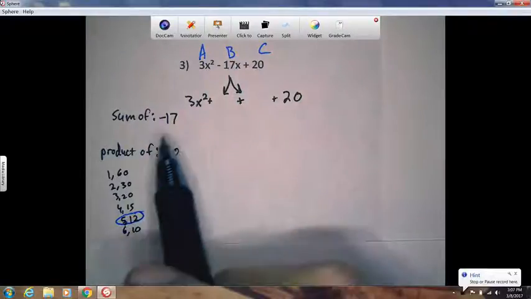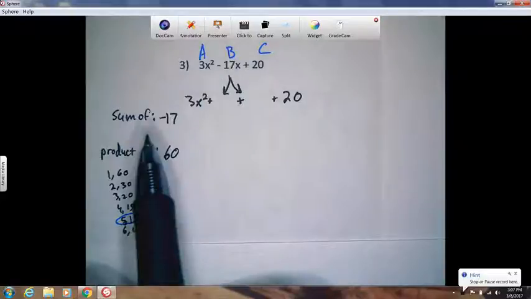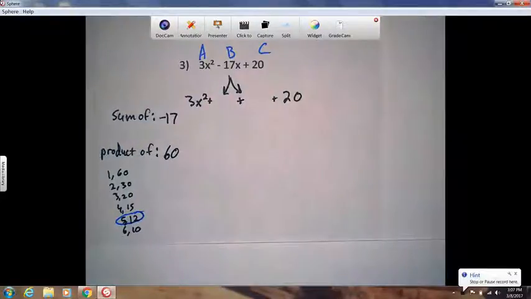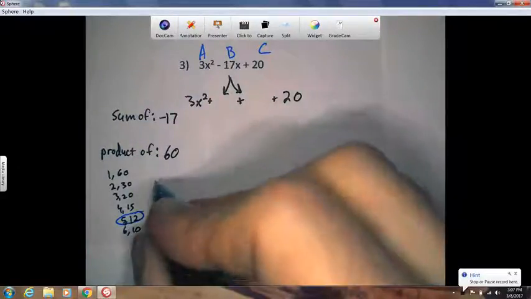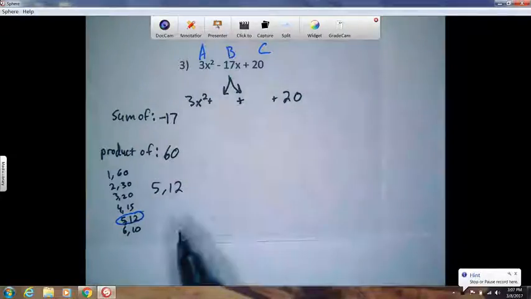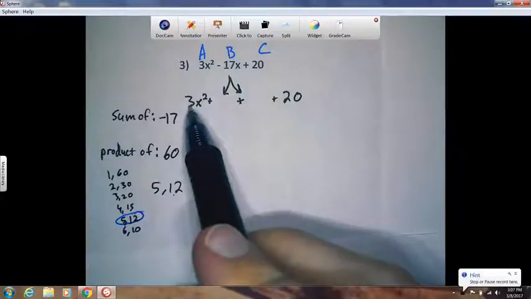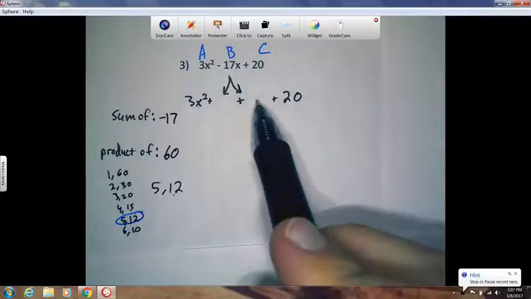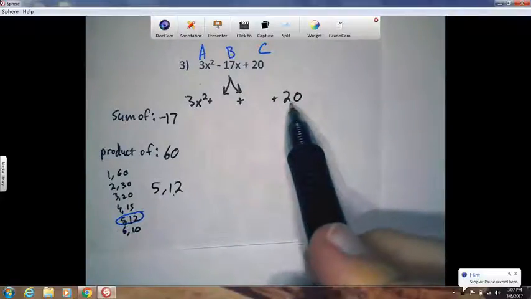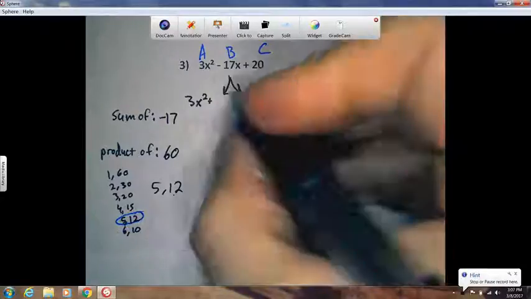I know that's a minus. You have to understand that's a negative. So I'm going to use 5 and 12. And I'm going to put 12 here. I'm going to group it because 12 is divisible by 3 and 5, well, 20 is divisible by 5. So, negative 12x, negative 5x.